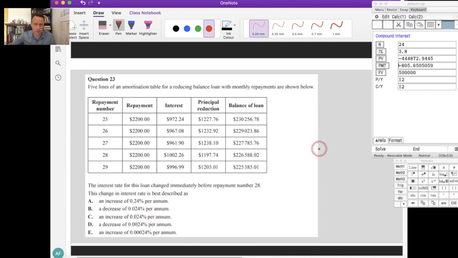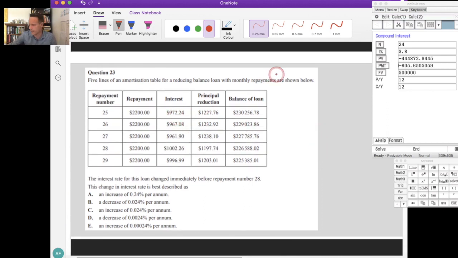And we got the last question. 5 lines of an amortization table for a reducing balance loan with monthly repayments are shown. The interest rate for this loan changed immediately before the 28th repayment. What can this be described as? So what we have to do here is look at the interest we'll be charged for this 28th repayment and compare it to what we'll charge for any of the previous ones, but we'll just do the 27th.